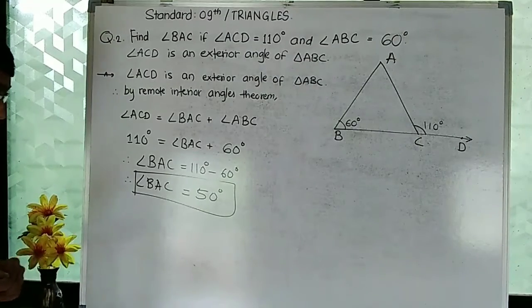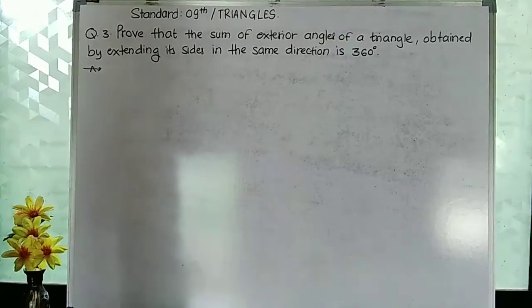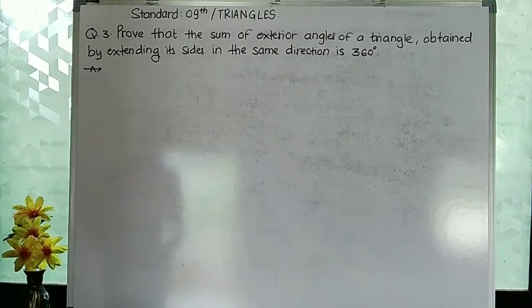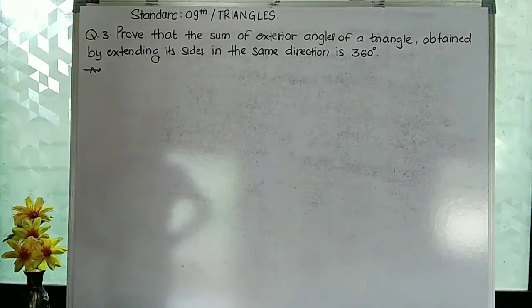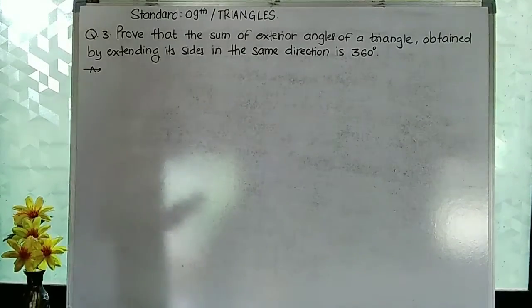So let us see some more questions. The third question is, prove that the sum of exterior angles of a triangle obtained by extending its sides in the same direction is 360 degrees.